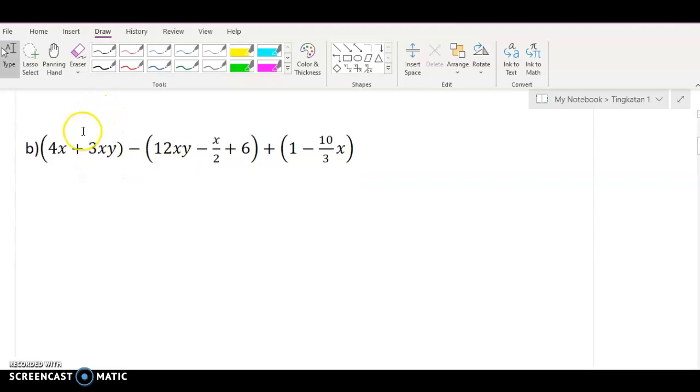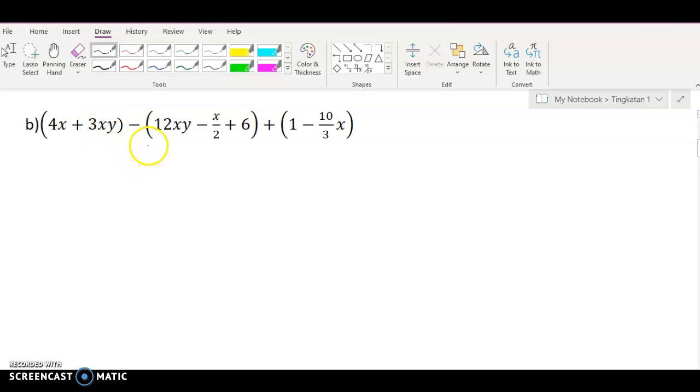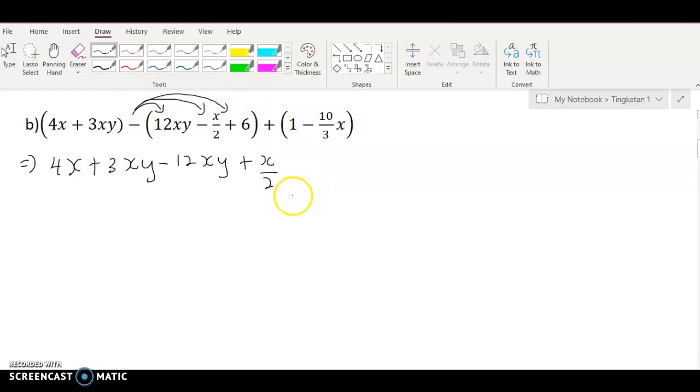4x plus 3xy minus, in brackets, 12xy minus x divided by 2 plus 6, plus, in brackets, 1 minus 10x divided by 3. So how do we solve this? The first thing you have to do is open the brackets. So 4x plus 3xy, and then negative with positive 12xy gives negative 12xy because they have different symbols. Negative with negative x divided by 2 gives positive x divided by 2 because they have the same symbol. Negative with positive 6 gives negative 6 because of different symbols. Positive with positive 1 gives positive 1. Positive with negative 10x gives negative 10x divided by 3.